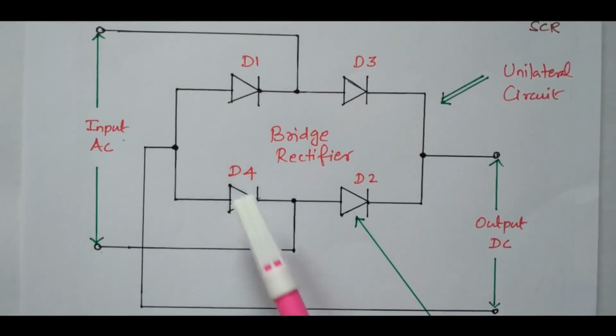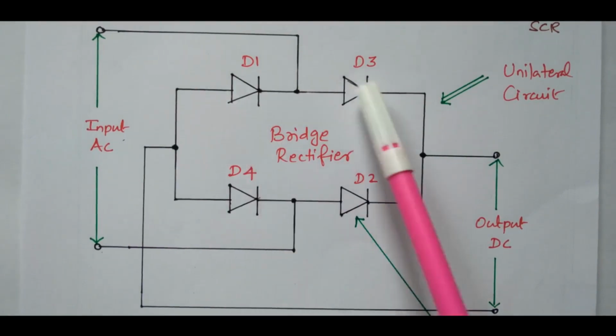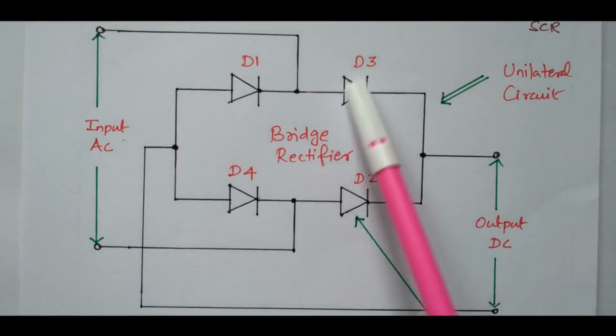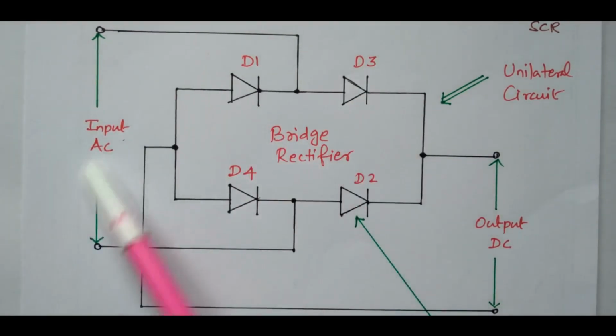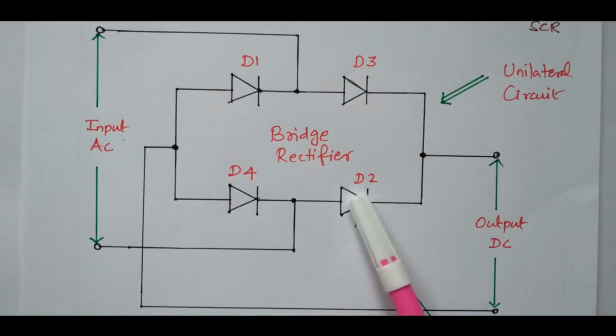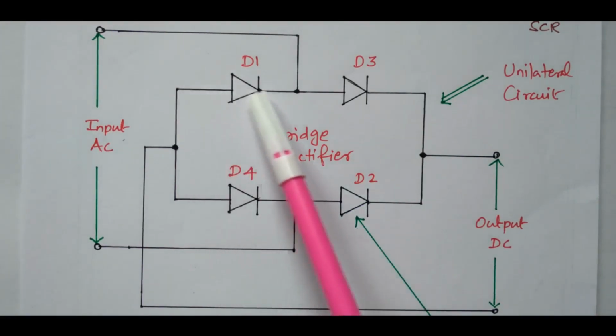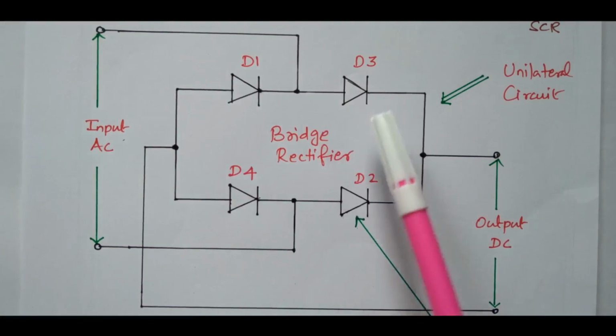So this is nothing but a bridge rectifier. Four diodes are available, D1, D2, D3, D4. The entire circuit is called a unilateral circuit. This diode is the unilateral element. It will conduct only in one direction, positive. During negative, it will not conduct.